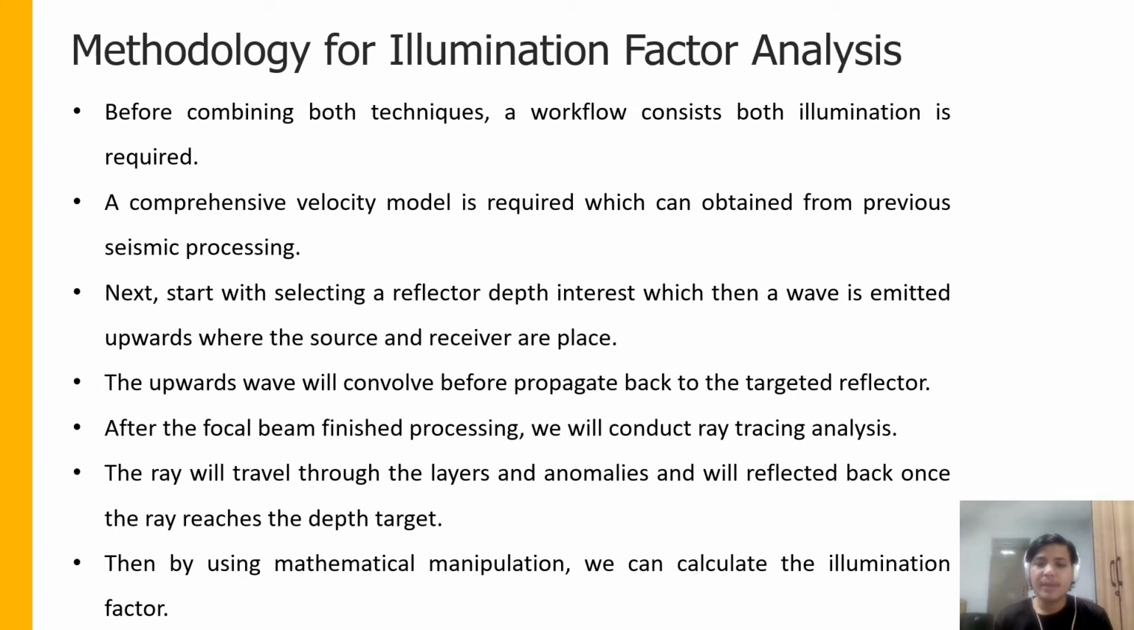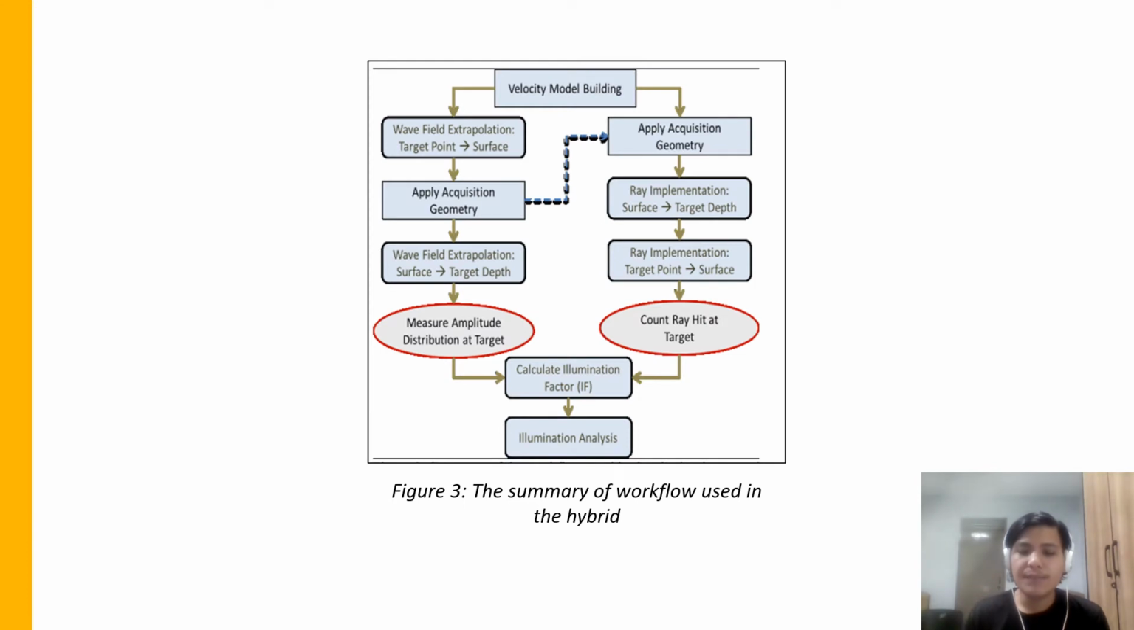After the focal beam finishes processing, we will then conduct the ray tracing analysis. The ray tracing will travel through the layers and anomalies and will only reflect back once the ray reaches the depth target. Then by using mathematical manipulation, we can calculate the illumination factors. Here you can see in figure 3, it shows the summary workflow used in the hybrid.